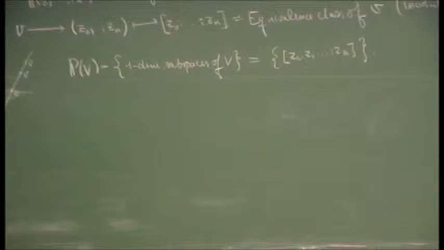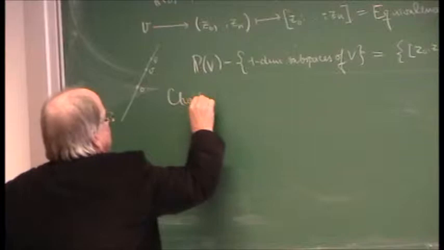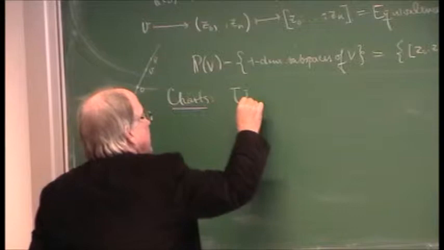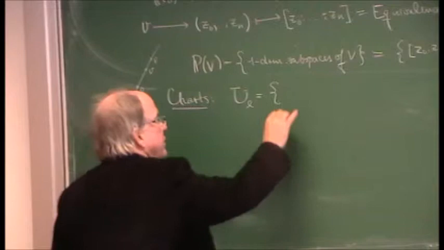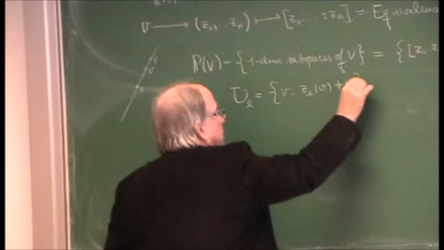Charts on this projective space are U sub L, and that's the set of vectors such that ZL of the vector is not zero.